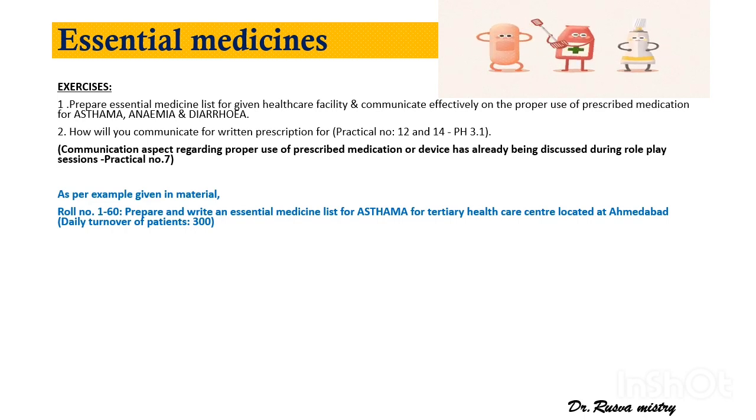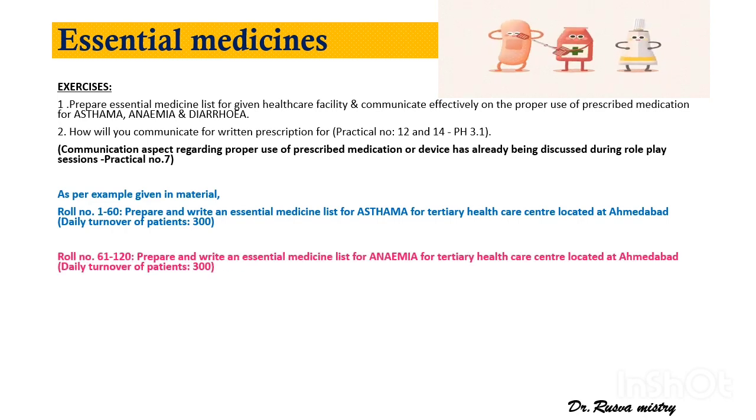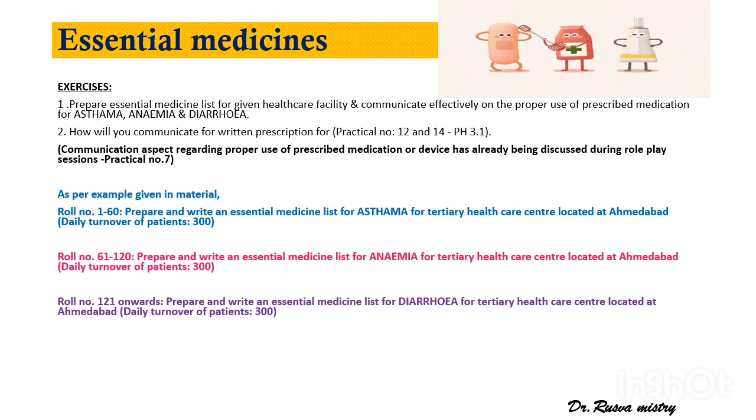You prepare and write an essential medicine list for asthma for a tertiary healthcare center located at Ahmedabad with a daily turnover of 300 patients. Roll number 61 to 120, you prepare and write an essential medicine list for anemia for a tertiary healthcare center at Ahmedabad. And roll number 121 onwards, prepare and write an essential medicine list for diarrhea for a tertiary healthcare system at Ahmedabad.